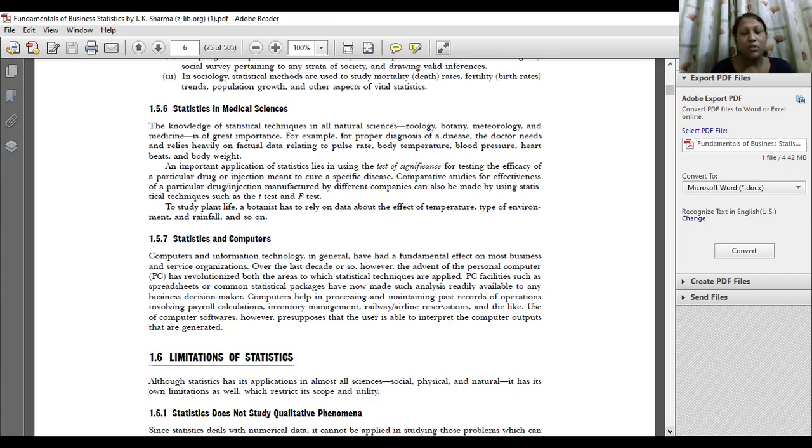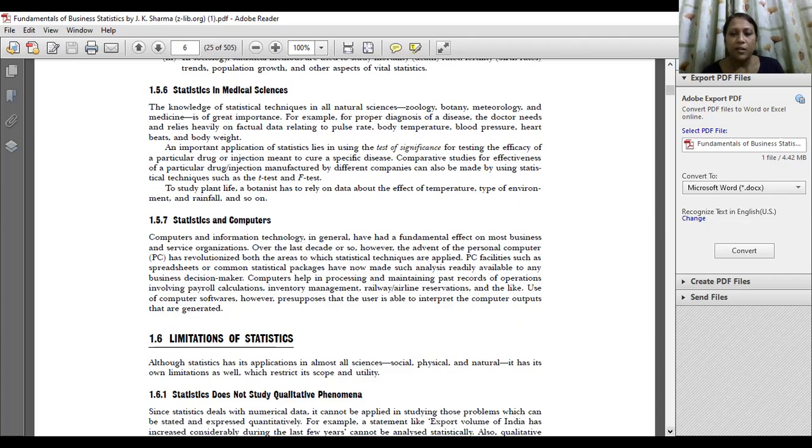Statistics and computers are interrelated. Computers and information technology in general have had a fundamental effect on most business and service organizations over the last decade or so. However, the advent of the personal computer has revolutionized the areas to which statistical techniques are applied.